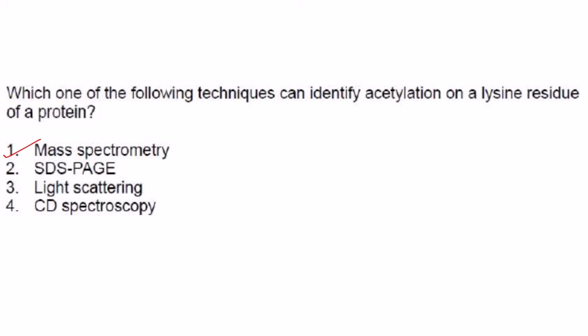The next option is SDS-PAGE, which is only for separating proteins based on their size and has nothing to do with acetylation. Then light scattering will determine only the size of your protein, not whether it is acetylated or not. Then CD spectroscopy again analyzes only the secondary structure, not whether acetylation is done or not. So it is mass spectrometry, that is the answer.